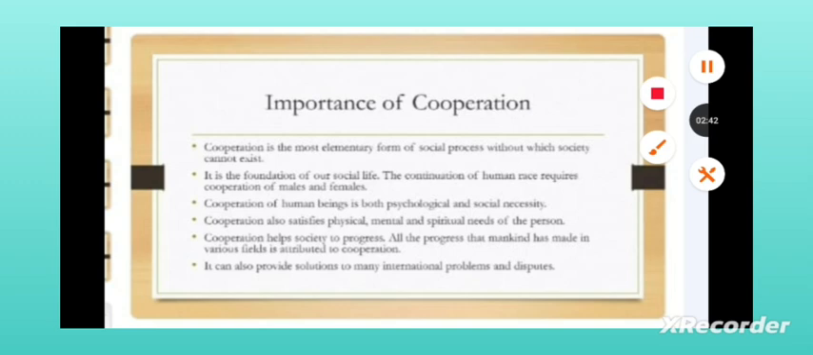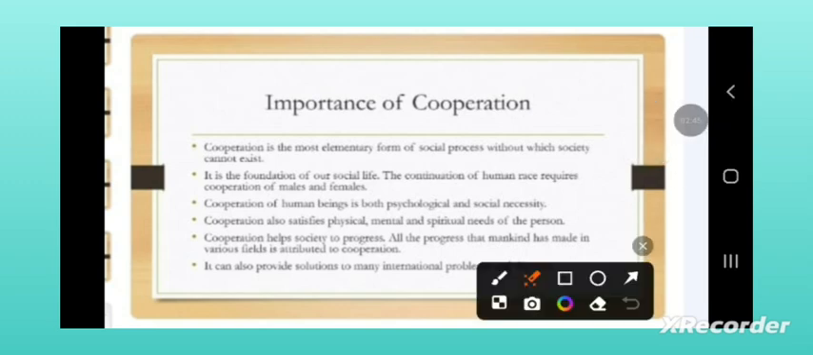Importance of cooperation. Cooperation is the most elementary form of social process without which society cannot develop or even exist. It is the foundation of social life. The continuation of the human race requires cooperation of male and female for reproduction and the upbringing of children.